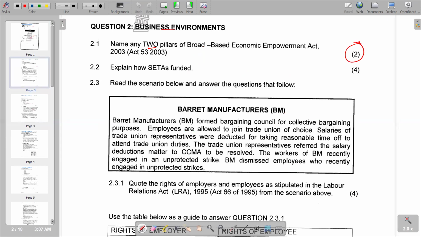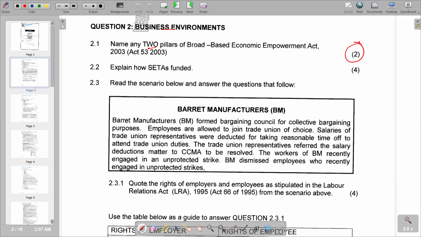So we go to the next part of the question, and it reads: read the scenario below and answer the questions that follow. As an application, it reads: Barrette Manufacturers, BM, formed a bargaining council for collective bargaining purposes. Employees are allowed to join a trade union of choice. Salaries of trade union representatives were deducted for taking reasonable time off to attend trade union duties. The trade union representatives referred the salary deductions matter to the CCMA to be resolved. The workers of BM recently engaged in an unprotected strike. BM dismissed employees who recently engaged in the unprotected strike.